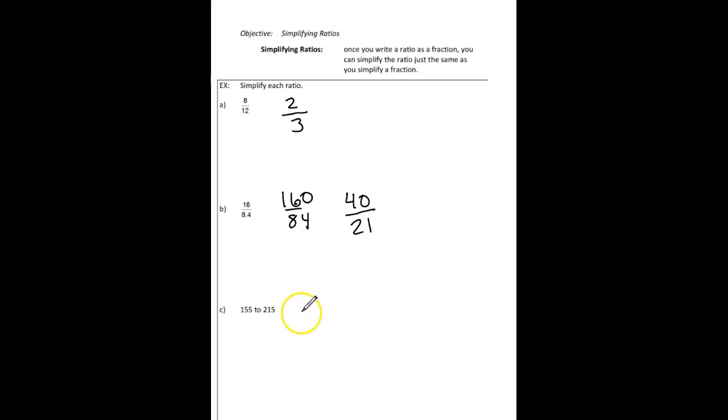For our last one, 155 to 215, I'm going to go ahead and write it first as a fraction, like this. Now I know that 5 goes into both of these numbers, so 155 divided by 5 would be 31, and 215 divided by 5 gives us 43. 31 is a prime number, so I can't simplify these anymore. But it's important to remember to write your final answer in the same way that your original problem came. So I would actually write this as 31 to 43. And that's how we simplify ratios.